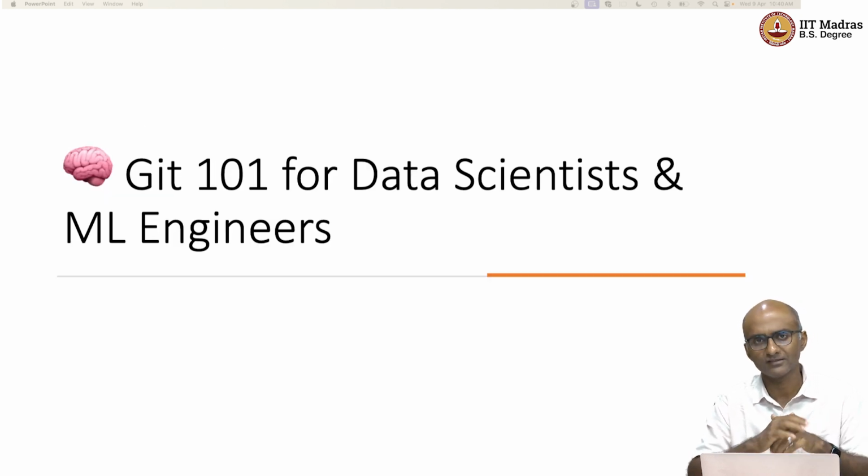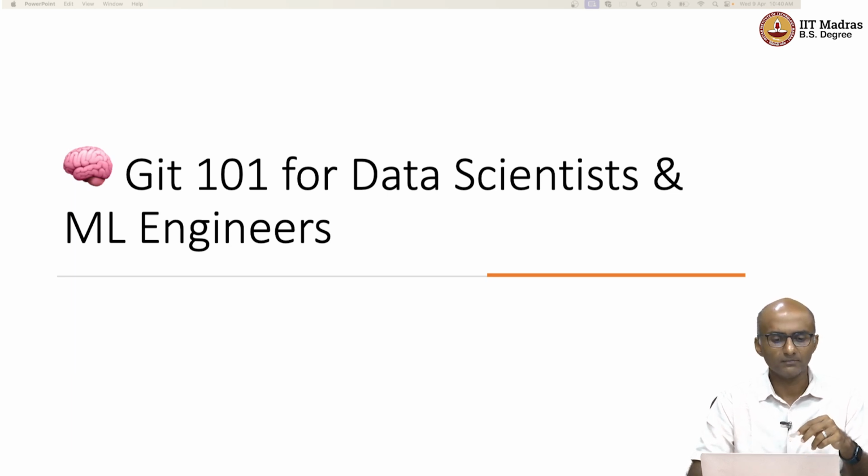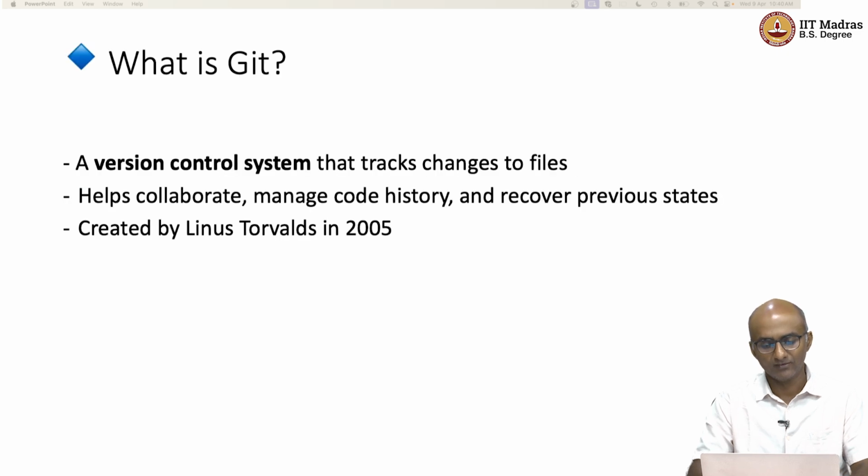So let's go through a quick Git 101, but instead of focusing on the typical programmer experience of how Git is used, my focus for this video is going to be on data scientists and machine learning engineers specifically. The nuance is small, but not insignificant. So what is Git? First and foremost, it's a version control system that actually helps you track changes to every single file that's part and parcel of what's called a code repository.